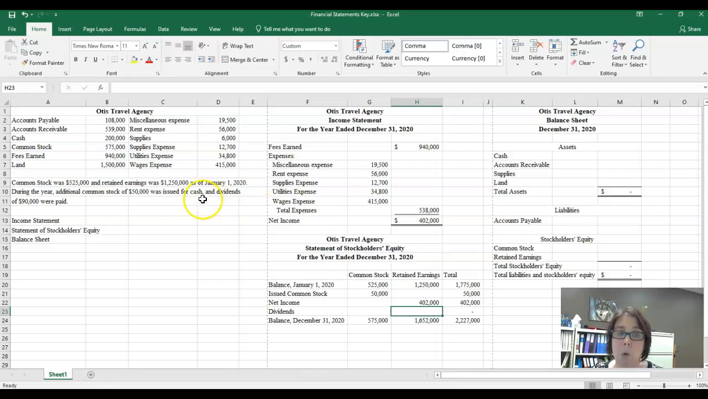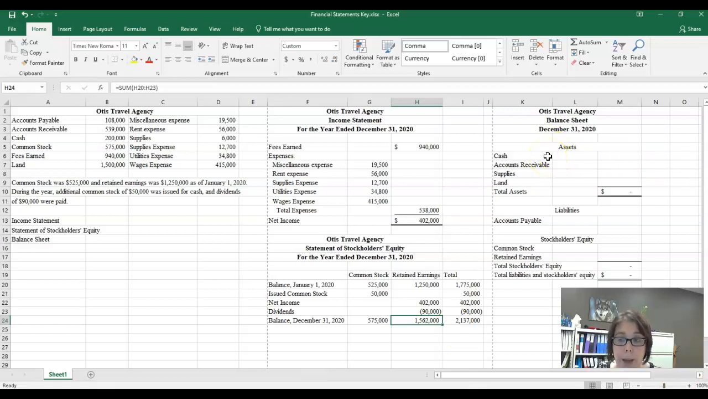Dividends, we paid out, according to this, 90,000. That's only going to reduce our retained earnings. It does not touch common stock. Even though they're connected, we're never going to affect that common stock with dividends. We're going to reduce our retained earnings. So for our statement of stockholders' equity, our balance as of December 31st is $2,137,000. After we have done these two statements, we can now do our balance sheet.